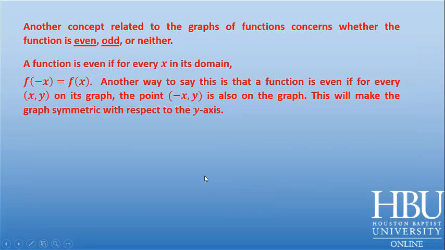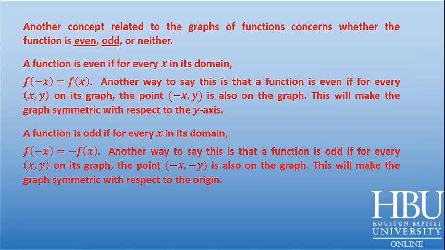Another concept related to the graphs of functions concerns whether the function is even, odd, or neither. A function is even if for every x in its domain, f of minus x equals f of x. Another way to say this is that a function is even if for every x, y on its graph, the point minus x, y is also on the graph. This will make the graph symmetric with respect to the y-axis.